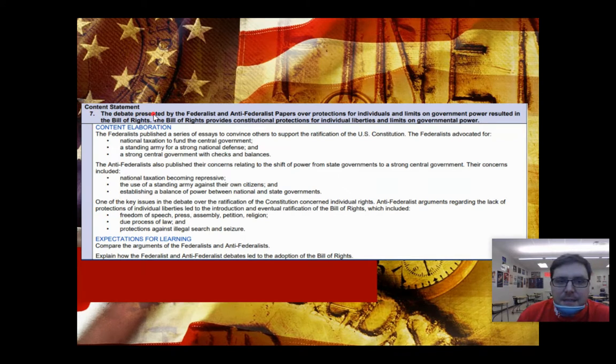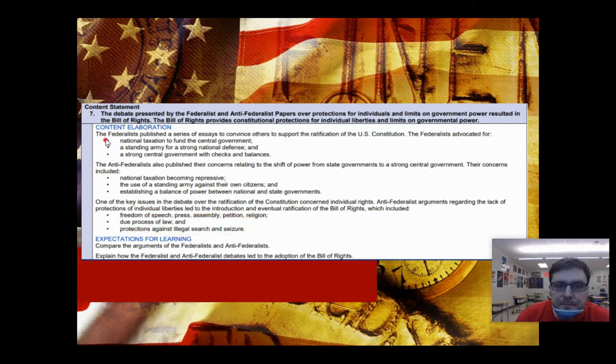The debate presented by the Federalist and Anti-Federalist Papers over protections for individuals and limits on government power resulted in the Bill of Rights. The Bill of Rights provides constitutional protections for individual liberties and limits on government power. Okay, so we've kind of looked at a little bit what the Bill of Rights says, but let's go into depth later on. We'll get to some of these down here.